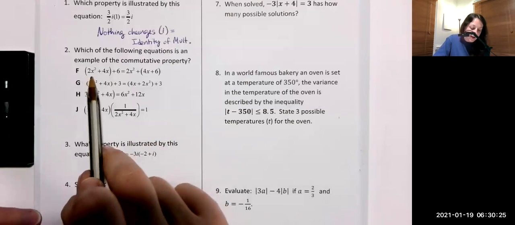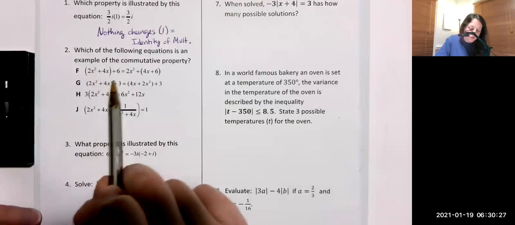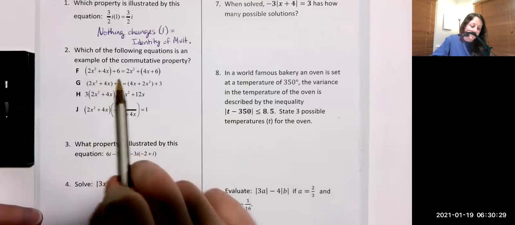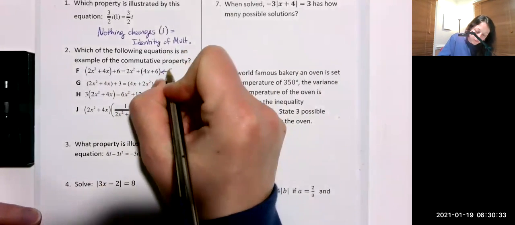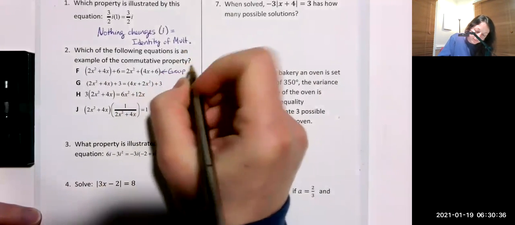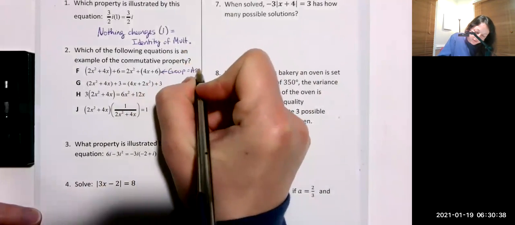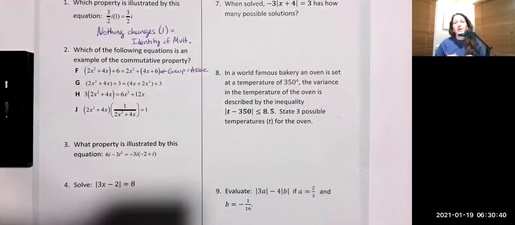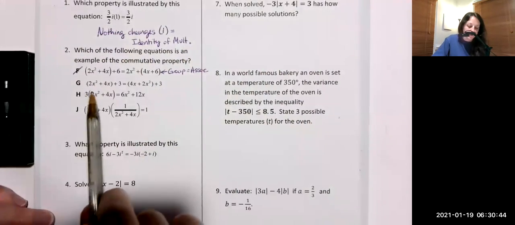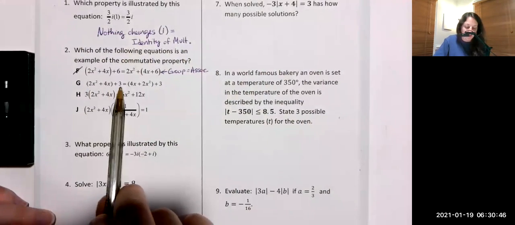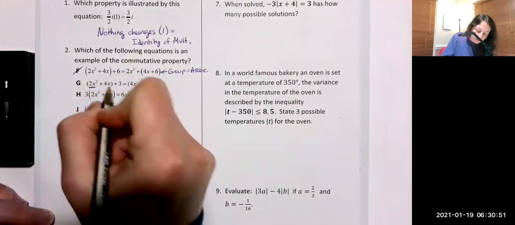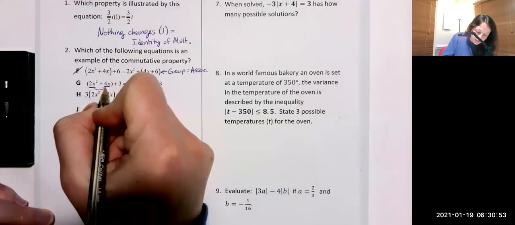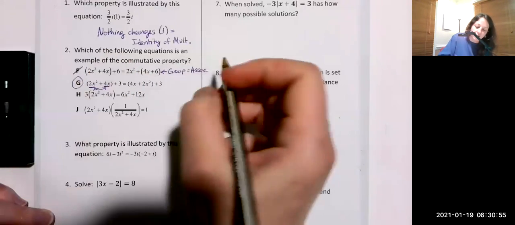If we look at F, we've got 2x squared, 4x, 6 and 2x squared, 4x, 6. So for F, the grouping changed, which is associative, but the order did not. So it's not F. If we look at G, 2x squared, 4x, 3 and 4x, 2x squared, 3. Oh my gosh, the order changed. Look, these two switched places. So we are looking at G.